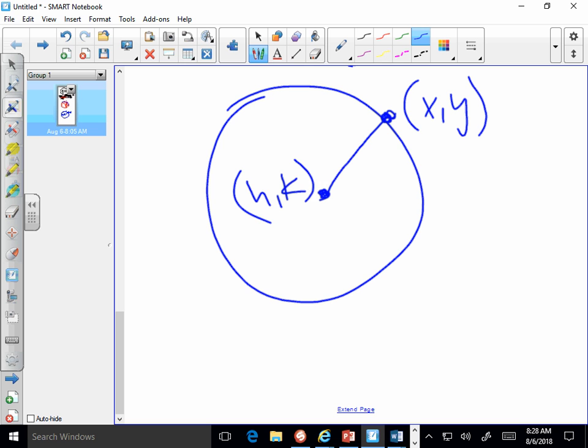I've just randomly drawn this point here. I could have drawn it over here, over here, over here. I need some sort of an equation that will make a circle for me. Any thoughts?